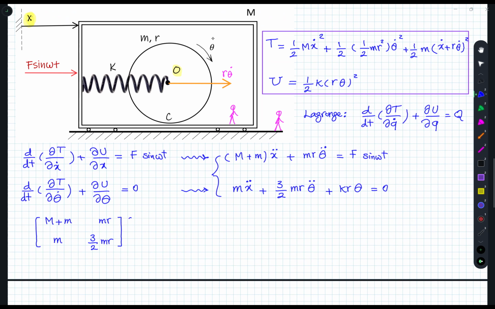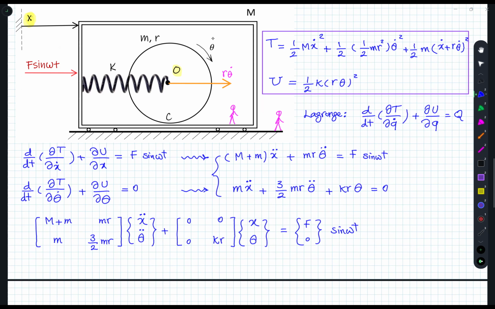I'm going to have a 2 by 2 matrix. My vectors here are x double dot and theta double dot. And I see a lot of zeros here, which means my stiffness matrix is decoupled. And on the right side, I only have F and 0 here, and here sine omega t. Here is my differential equations, or system of differential equations, in matrix format.